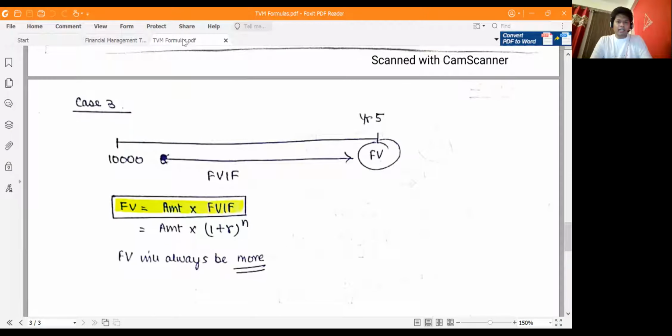I hope you can see the screen, right? So the first case that I'm discussing here is case number 3, which is a very basic case of future value. Today you have 10,000 rupees and you have to calculate the future value of 10,000 rupees after 5 years. What you do is multiply that with the rate, 1 plus r whole to the power n. So it's amount into 1 plus r whole to the power n. That will give you the future value.